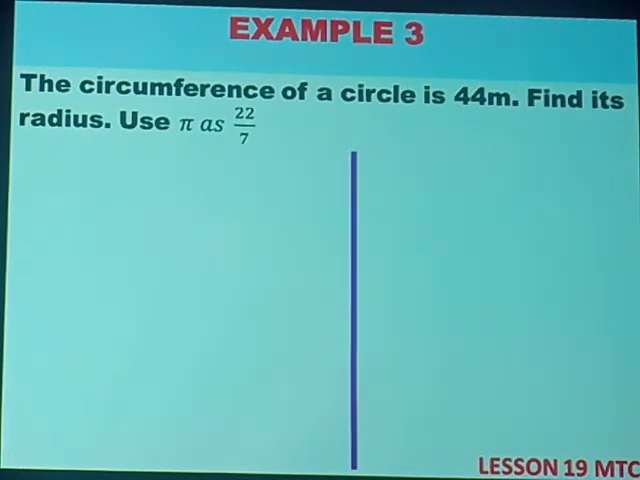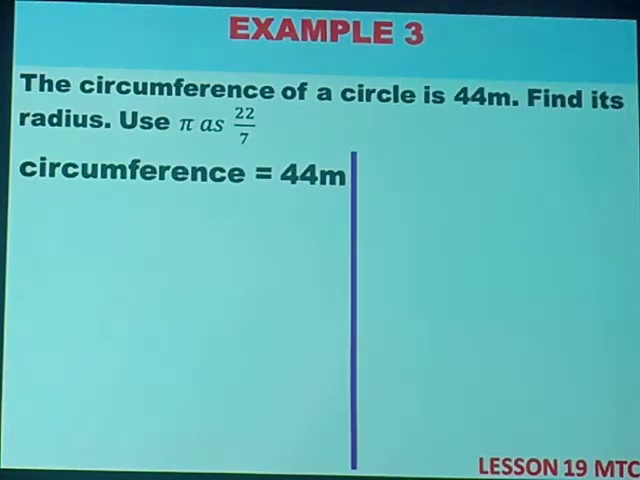We need to identify those keywords. 1, we need to look for the circumference. We need to identify the circumference, which is 44 meters. And remember, in this question, they want us to find the radius. But previously, you looked at that in lesson 18, how to look for circumference given radius.